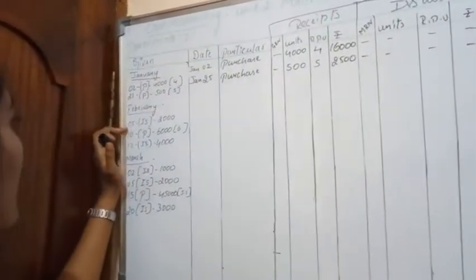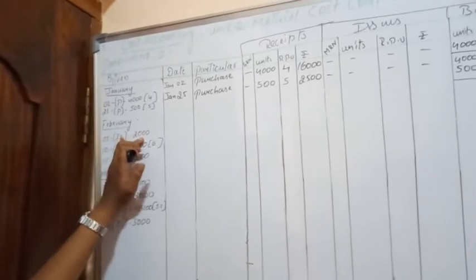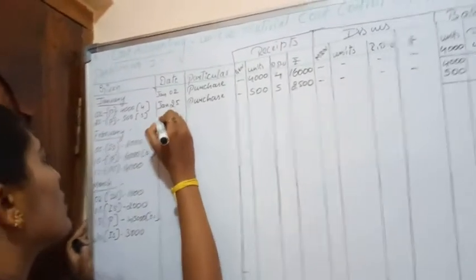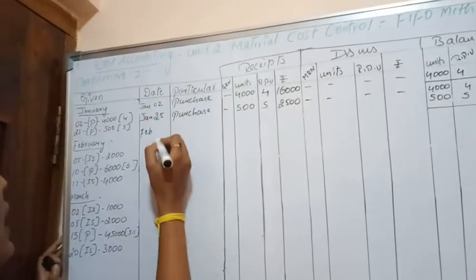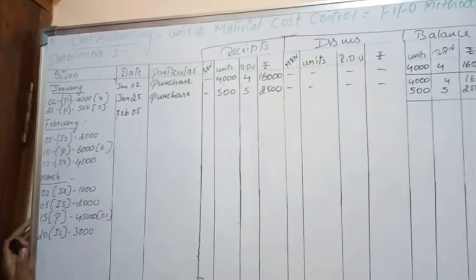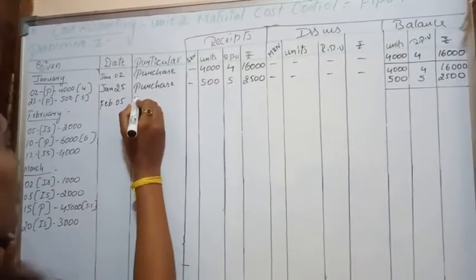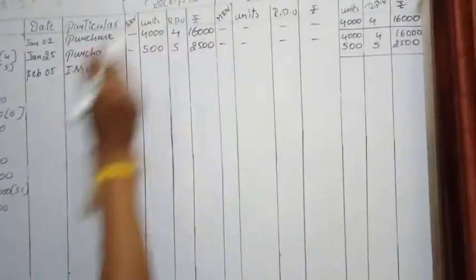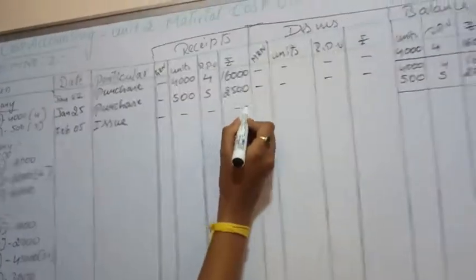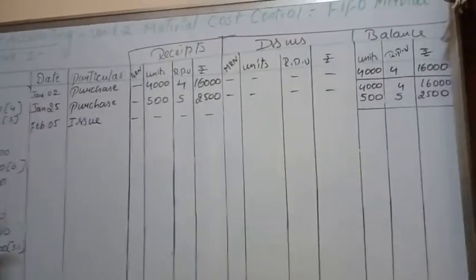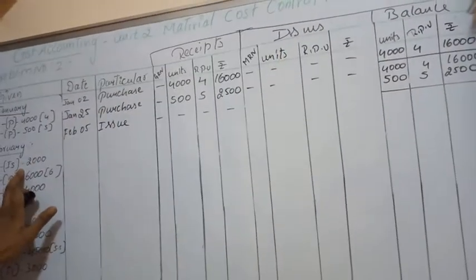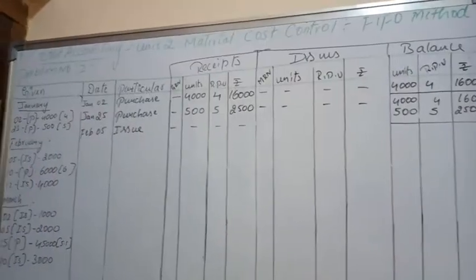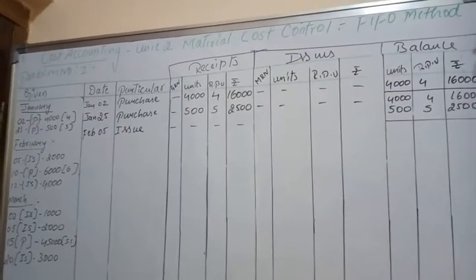Next, in February, on February 5th, there is an issue of 2,000 units of material. So in the date I record February 5th, and in the particular column, issue. Since it is a transaction related to the issue of material, the receipt column will be nil. In the issue column, I am supposed to record 2,000. Now they are asking us to give 2,000 units of material.